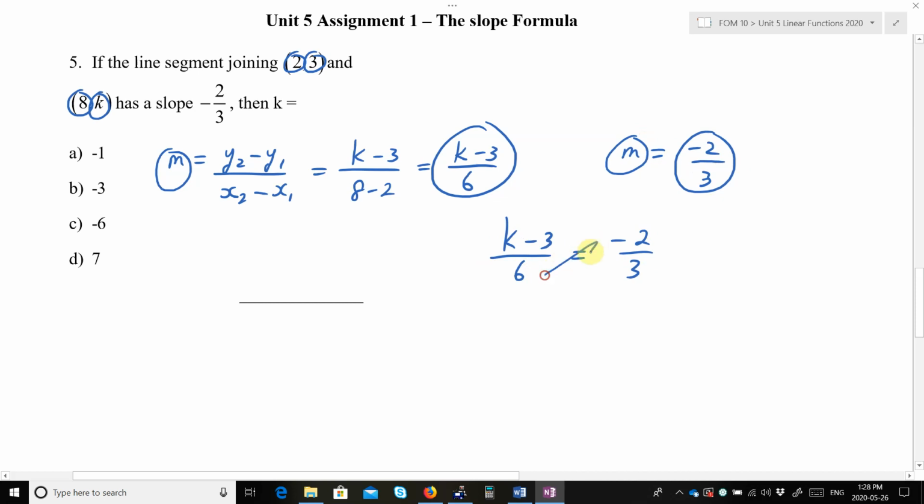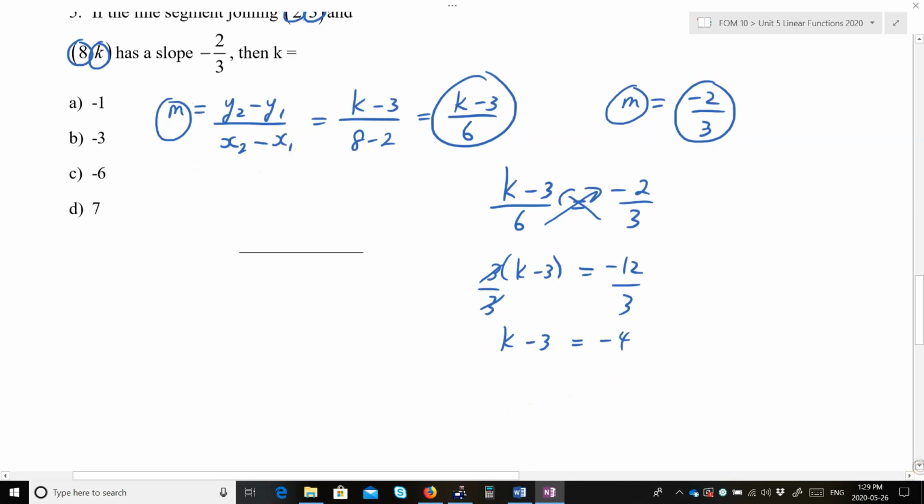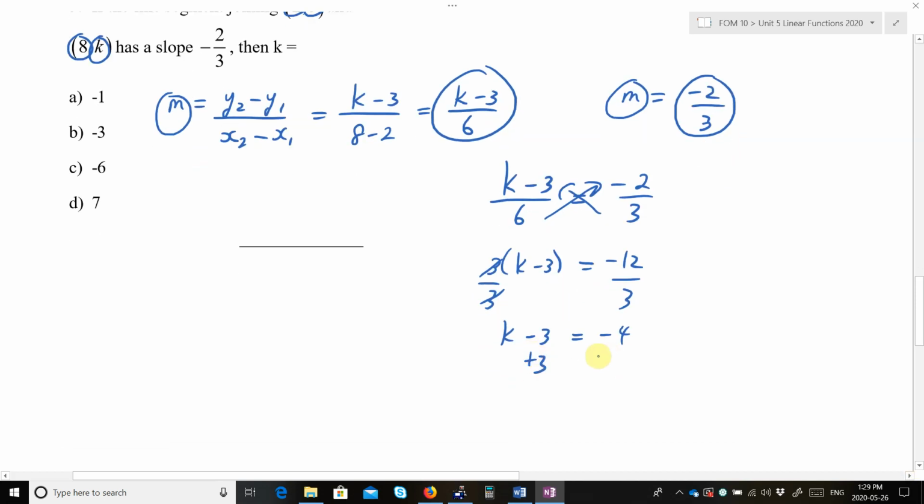And when you have one fraction equal to another, you can cross multiply. So we would have 3 times k minus 3 equals 6 times negative 2 is negative 12. Divide both sides by 3, and you get k minus 3 equals negative 4. Add 3, add 3. K equals negative 1. Okay, so the answer is A.